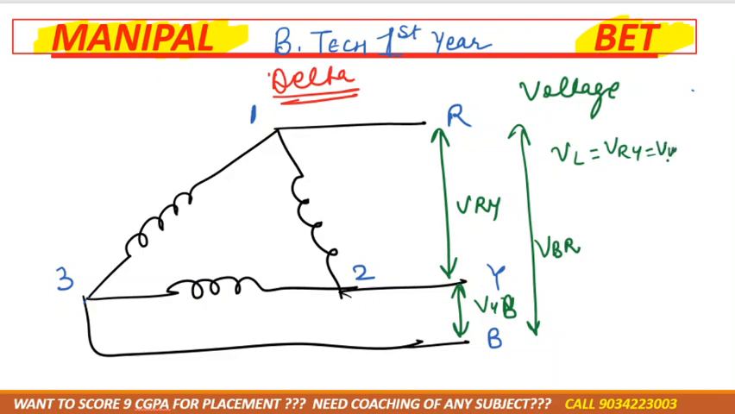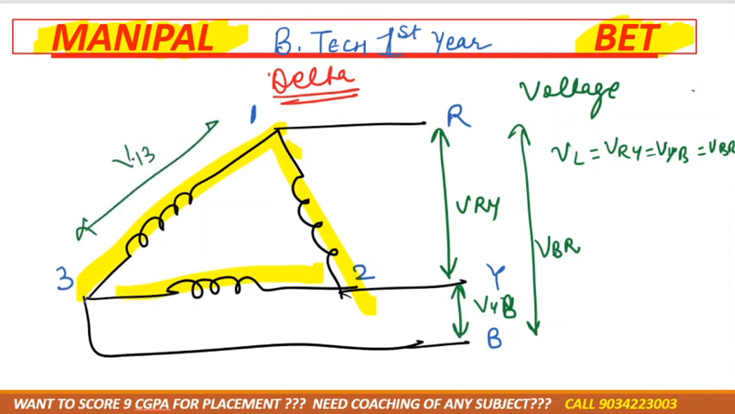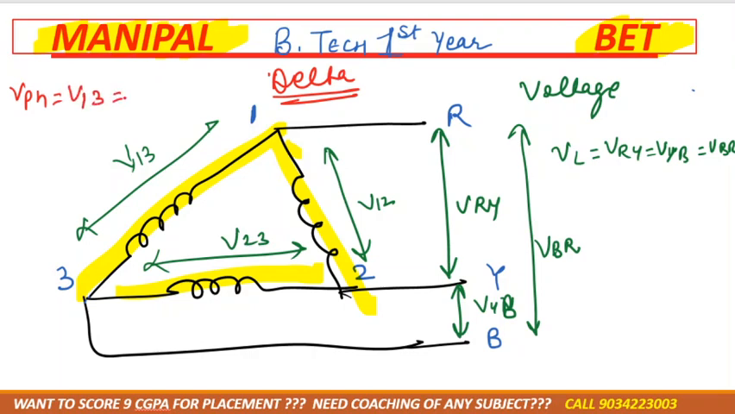VRY is equal to VYB is equal to VBR. Similarly, we'll mark the phase voltage. I differentiated by changing the number. Like voltage between 1 and 3 is V13, voltage between 2 and 3 is V23, voltage between 1 and 2 is V12. So it would be VPH is equal to V13 is equal to V23 is equal to V12. So now I am asking you the question, V12 and VRY is equal or different? Tell me.